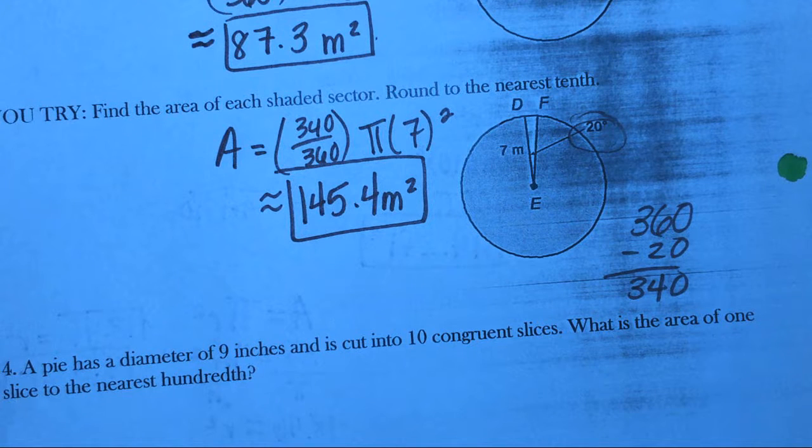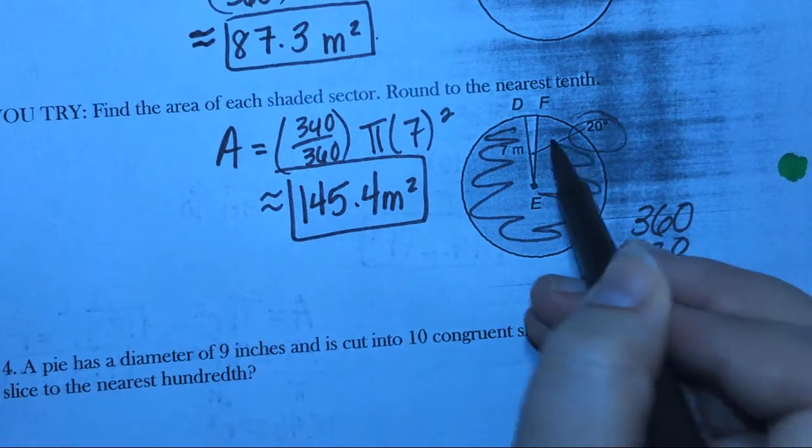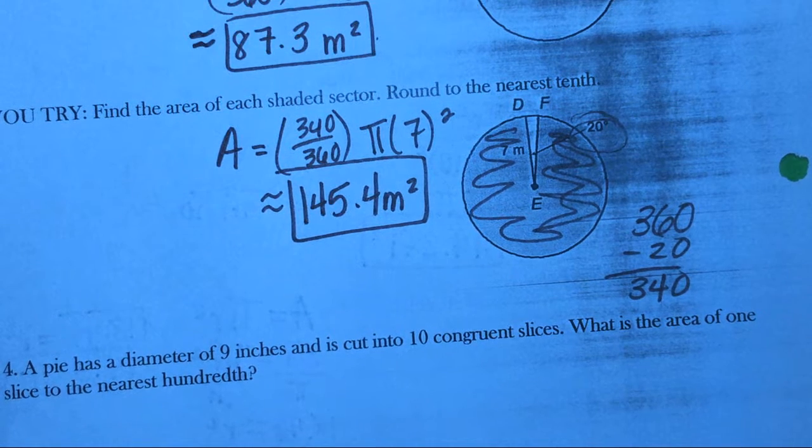360 minus 20. Because they're pulling out this, and they told me the part they're not pulling out is 20. And I know a circle adds up to 360, so 360 minus 20. That's the only way they could possibly make sectors hard, unless, of course, God forbid, they use words like they do on number 4. So let's look at number 4.